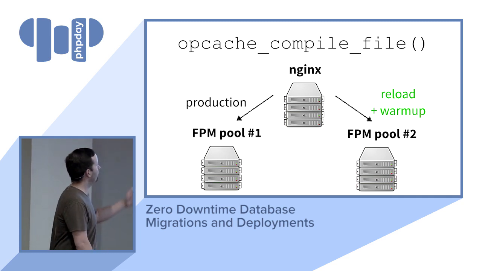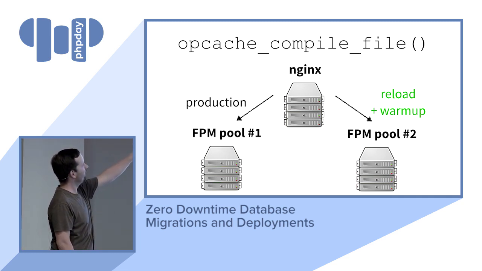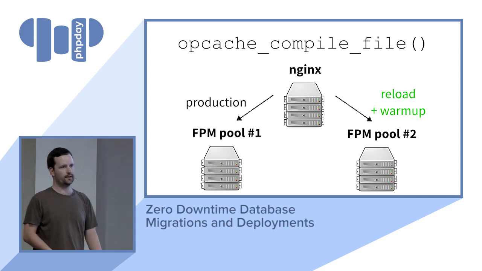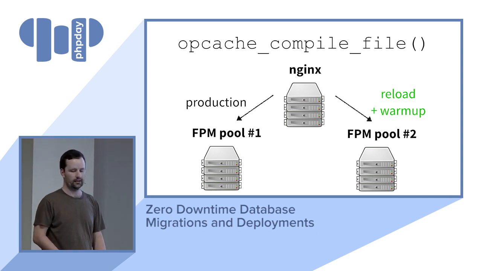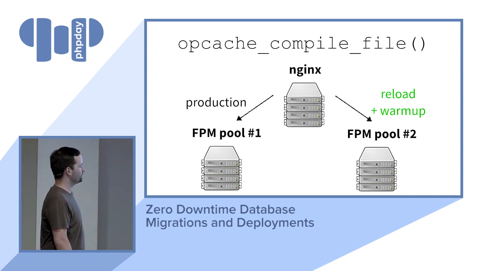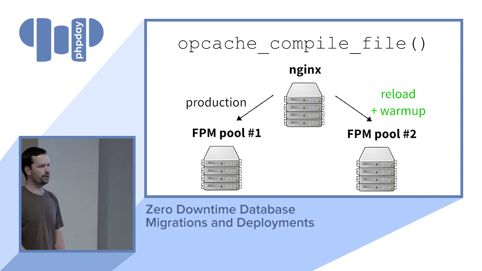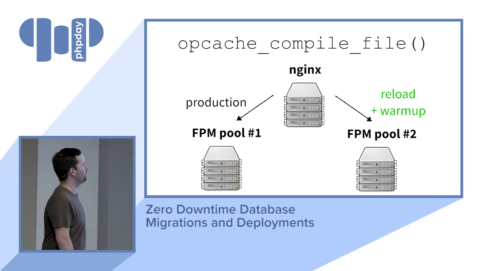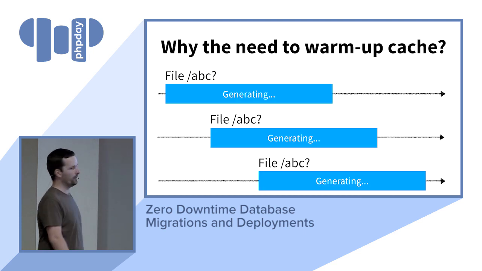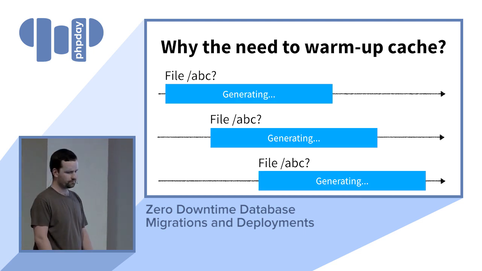And calling the opcache_compile_file function has to be done through a web request, because CLI and PHP-FPM do not share any memory in the FPM pool. So you have to create some other virtual host that is only available to you to do the warming up of the OPcache. So why do you even need to warm up the OPcache?